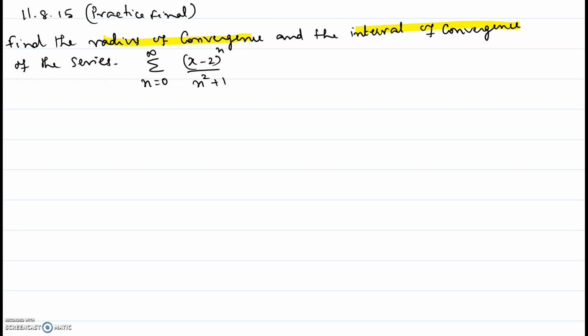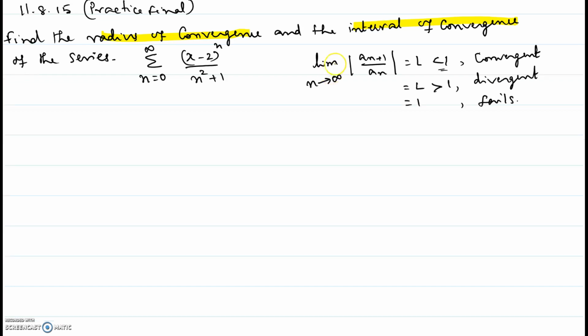Anytime the question is radius of convergence or interval of convergence, first we have to use the ratio test. The ratio test tells us the limit as n approaches infinity of the absolute value of a(n+1) over a(n) is L. If L is less than 1, then the series is absolutely convergent and hence convergent. If it is more than 1, it is divergent, and if it is equal to 1, the test fails and you have to apply a different test. So we'll first start off with the ratio test and find a(n+1) over a(n).